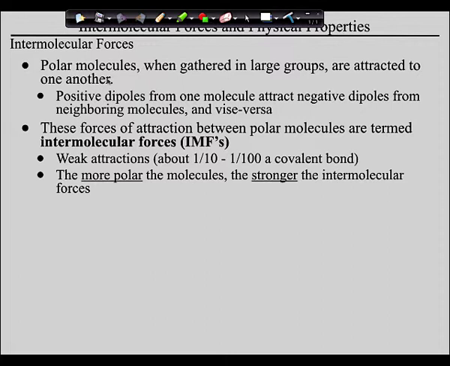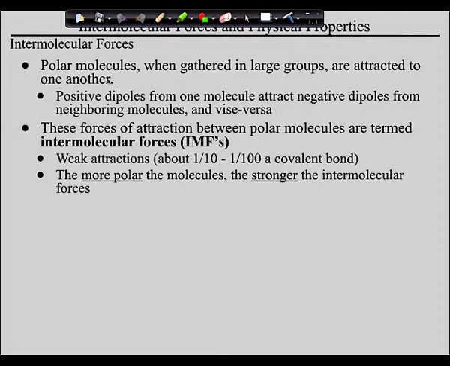If you look at the two atoms and subtract their electronegativities, and it's a huge value, you're going to have a really polar molecule. But if you subtract their electronegativities and it's small, you're going to have a molecule that isn't that polar. You guys good?